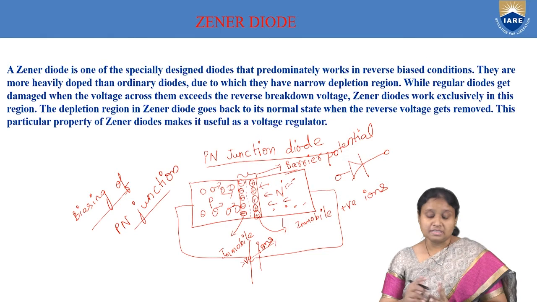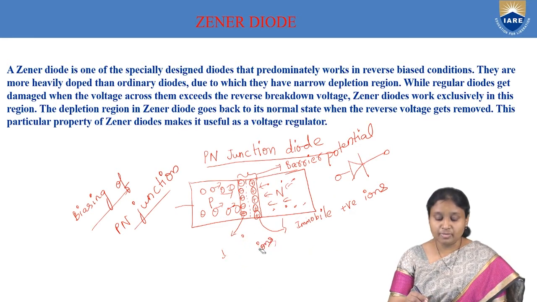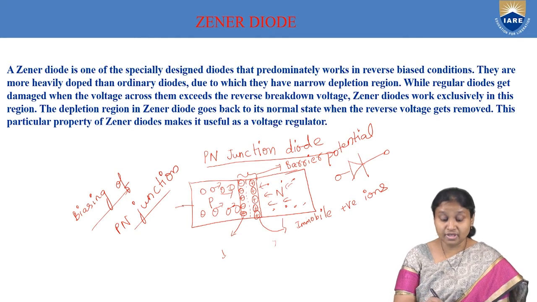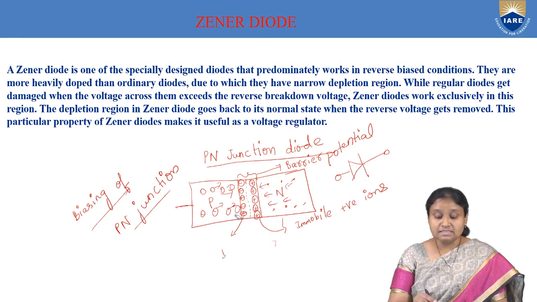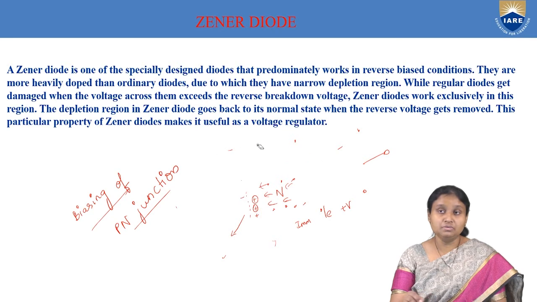Now this is one type of biasing. Talking about the other type of biasing, which we are going to use in today's topic, the Zener diode. This other type is reverse biasing, where we connect the P type of the PN junction to the negative terminal, and the N type of the PN junction to the positive terminal. As I told you, this reverse biasing is very important, and we are going to see how it plays a very important role in the Zener diode.